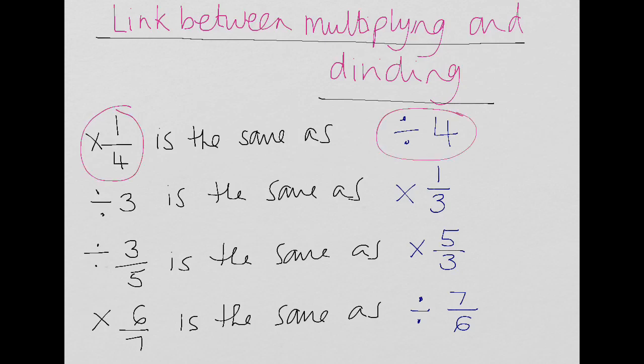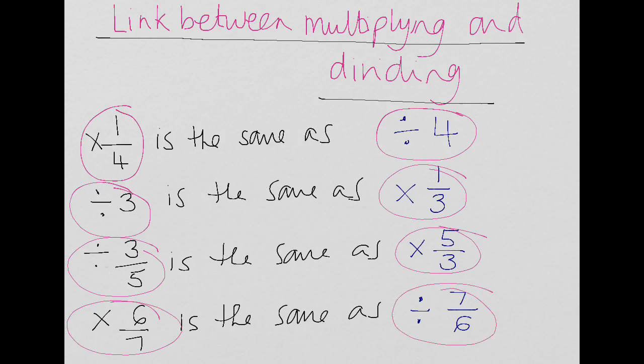So it is really important that you understand the link that multiplying by 1/4 is the same as dividing by 4. Dividing by 3 is the same as multiplying by 1/3. Dividing by 3/5 is the same as multiplying by 5/3. And multiplying by 6/7 is the same as dividing by 7/6. And we're going to use that knowledge as we move into fractions and dividing.